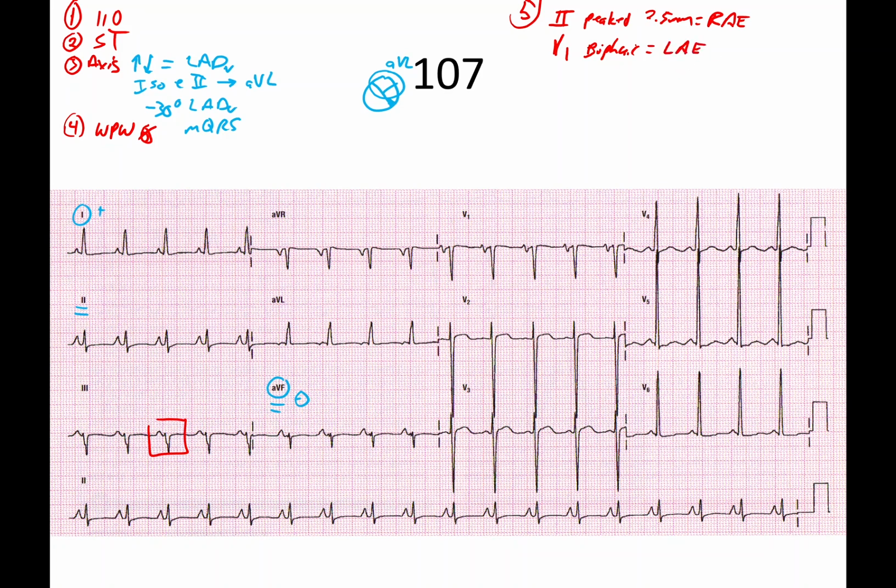And it is entirely possible to have both. So we're going to go ahead and say biatrial enlargement. So sinus tach with biatrial enlargement.